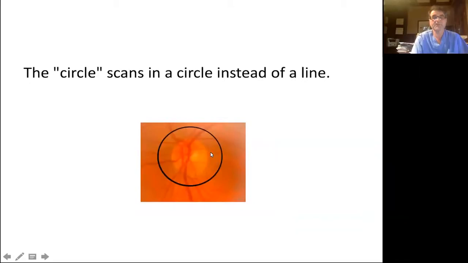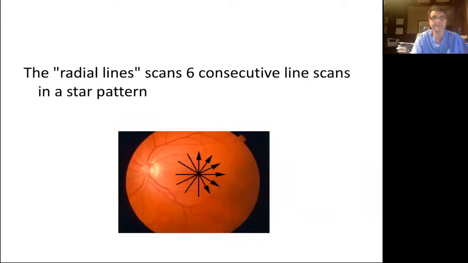The circle scans in basically a circle instead of a line. So in the case of the optic nerve, we can look at the retinal nerve fiber layer thickness around the optic nerve by scanning in a circle around the optic nerve. One of the more common macular scans involve these 6 radial line scans in a star pattern centered at the fovea.